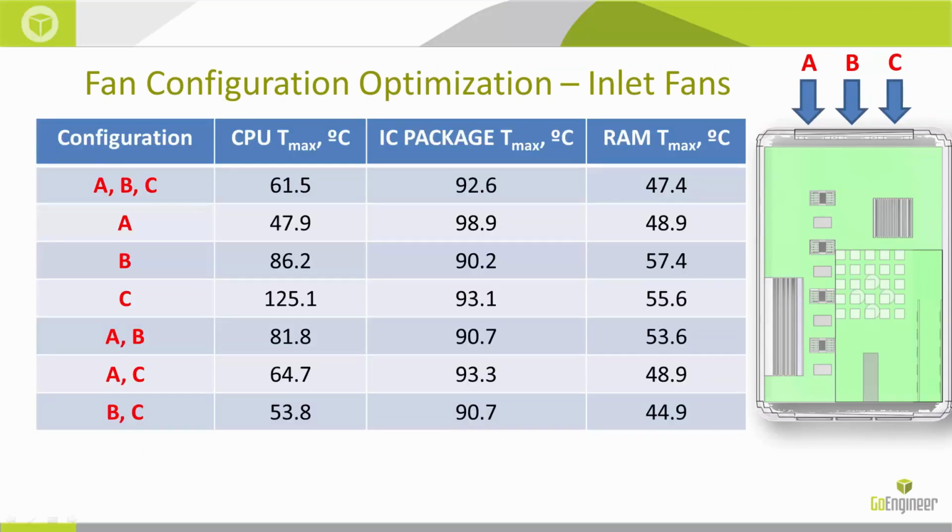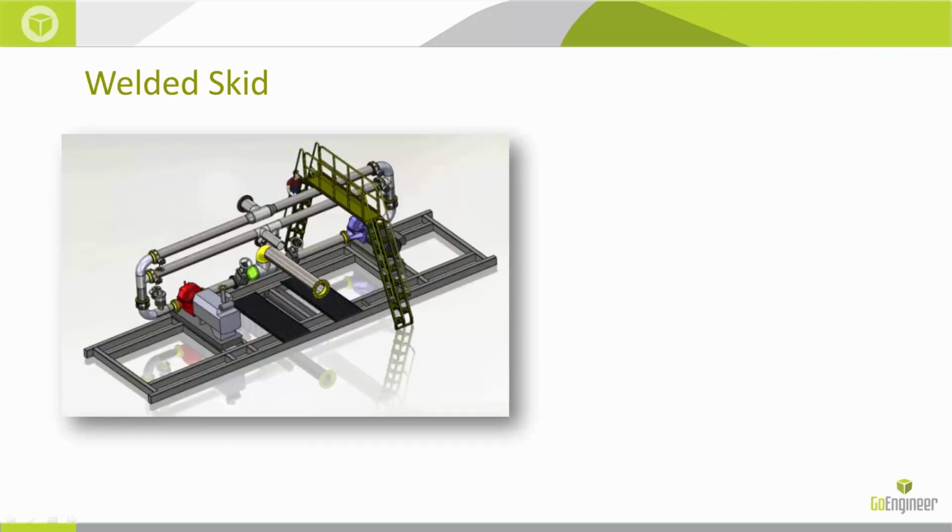In summary, here's all of our different possibilities for the inlet fan. And of those, there's 3 that satisfy every condition. And from those 3, combination B and C is the most productive, and it keeps the temperatures the lowest on each of our components. Now let's investigate a finite element analysis example.